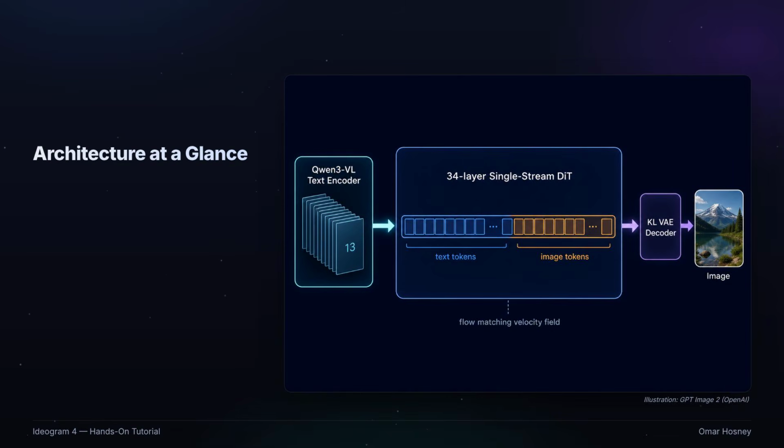Under the hood, Ideogram 4 is a fully single-stream diffusion transformer. That means text tokens and image latent tokens are concatenated into one sequence and processed together through the same 34 transformer layers. There are no separate text and image branches, so the two modalities interact deeply at every layer.